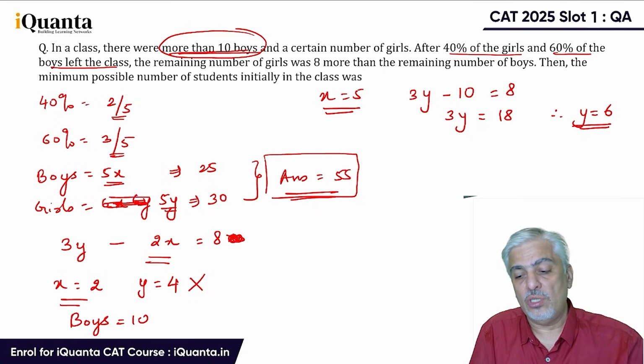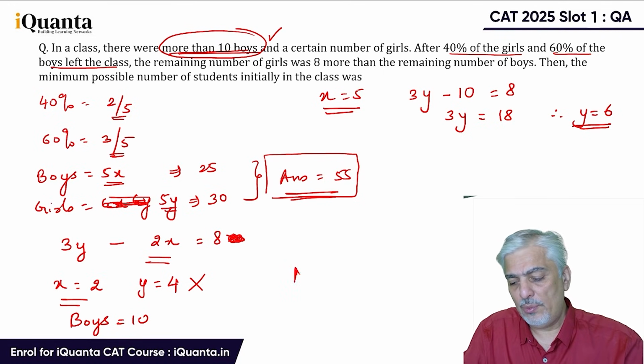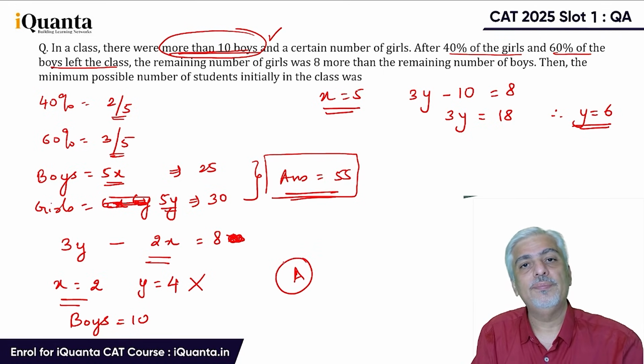But the good trap was set over here. If this was not given, then maybe the answer would have been 30. So simple question, but with a small trap. I would put it as a level A question.